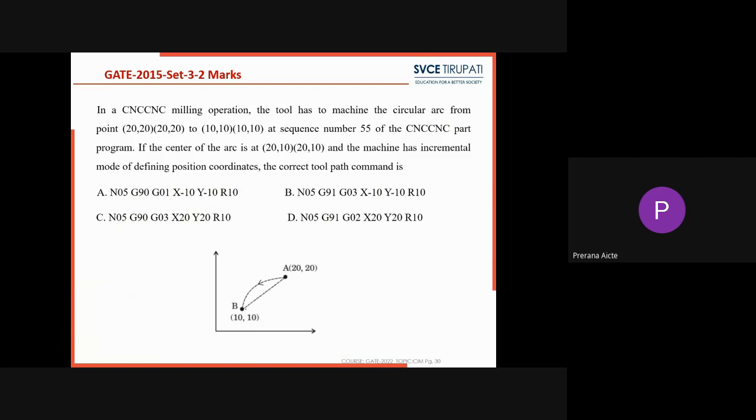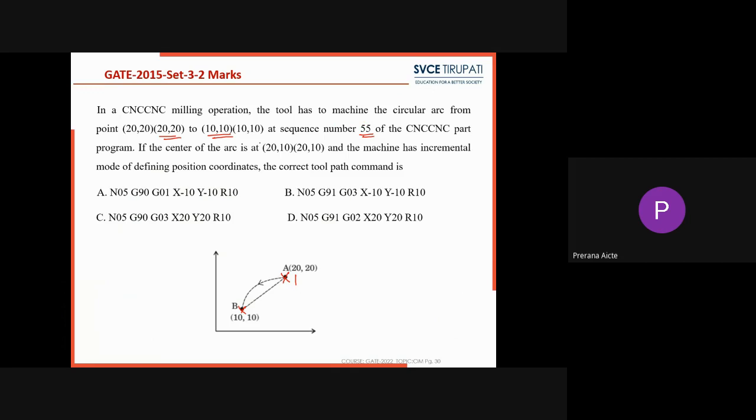The next bit in GATE 2015 is asked for 2 marks. Here, in a CNC milling operation, the tool has to machine the circular arc from point 20 comma 20 to 10 comma 10. That means one point is taken as 20 comma 20, point A, and another point is 10 comma 10, point B, at sequence number 55. That means here the program code is 55.